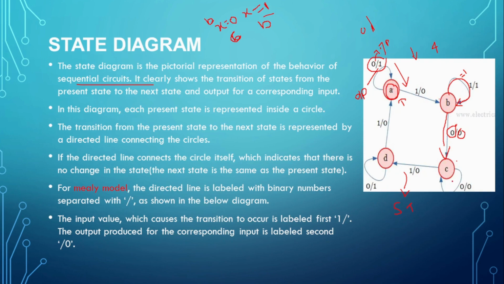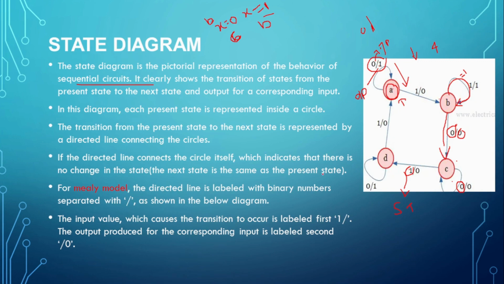Like that, take the present state as C. When you give input as 0, the next state for C is C itself. If you give input as 1 for C, the next state of C is D. I will show it in the state table.